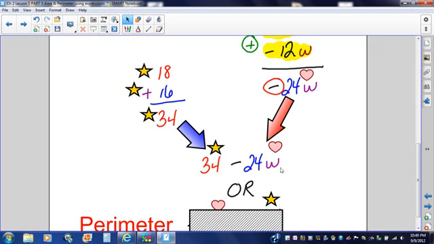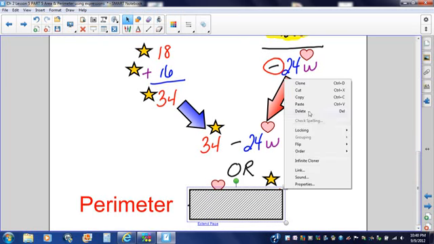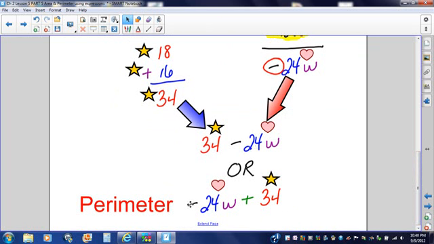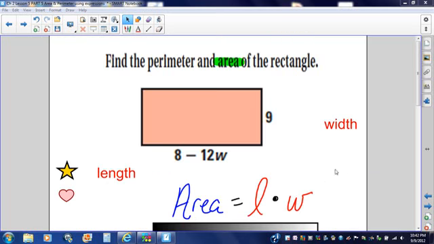Remember, I cannot combine these. They are not like terms. One has a variable, the other one is a constant. Nice vocab. Da Bears. The other way that you could write your answer, you could write your answer as negative 24w plus 34. These mean the same thing. There is my perimeter.